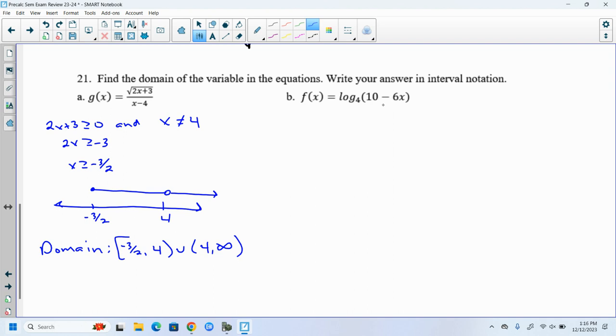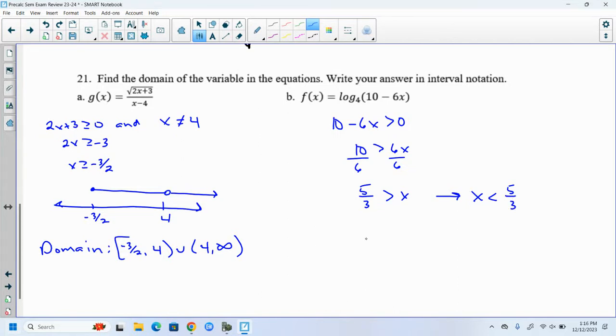All right, log base 4 of 10 minus 6x. I don't need to do anything with this. I just need to realize that I cannot take the log of 0. You're not allowed to take the log of 0 or a negative number. So that just means 10 minus 6x is greater than 0. And now I need to solve for that. I'm going to add 6x, divide by 6, and that reduces to 5/3. It's greater than x. And now I'm just going to flip that around. Make sure that's x is less than 5/3.